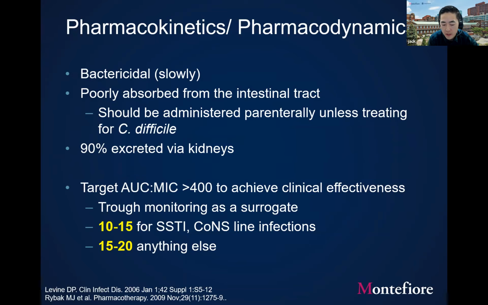So we target an AUC to MIC ratio of greater than 400 to achieve clinical effectiveness, and this is really the true efficacy target, though we do trough monitoring more as a surrogate because trough monitoring is much easier and there's some correlation, though it's not perfect. Typically you'll see anywhere from 10 to 15 for skin and soft tissue infections, maybe a coag-negative line infection, something where it's not that severe. You can get away with a lower target, whereas we typically target 15 to 20 for anything else.